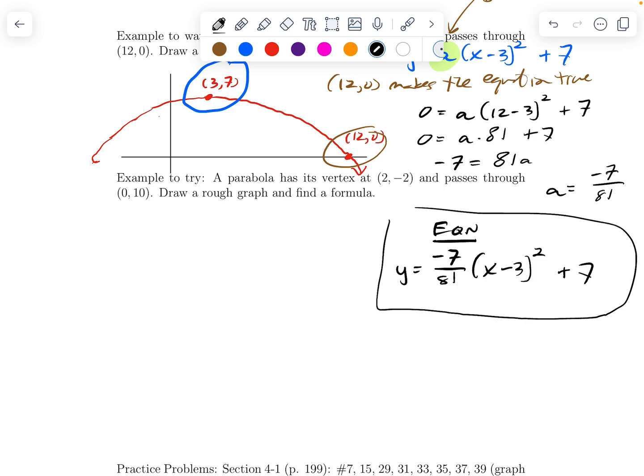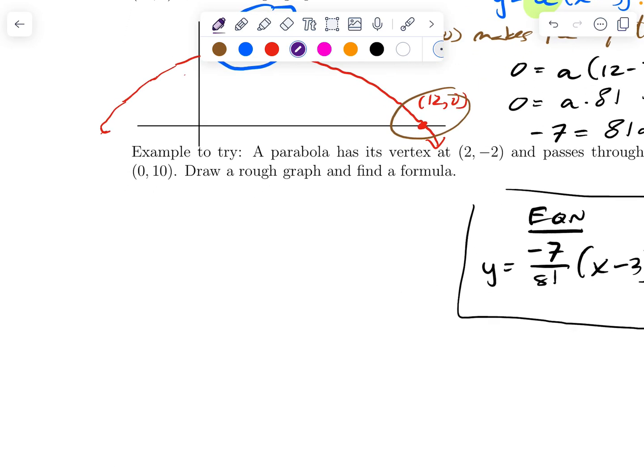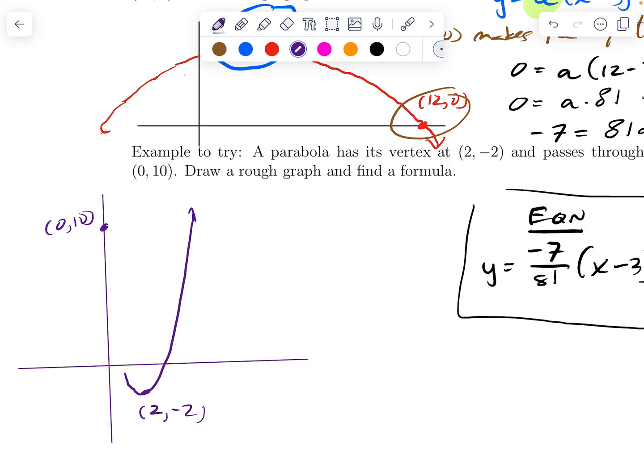All right, my hope is that you have tried this. So I'm going to draw a rough picture here. (2, negative 2) would be something like so. And (0, 10) would be something like so. So we have a parabola like so. We definitely know where the vertex is. It looks like it's steeper than normal y equals x squared, but sometimes that's hard to tell.